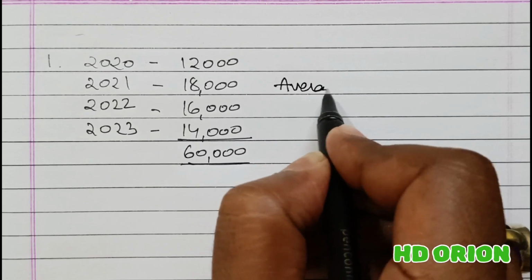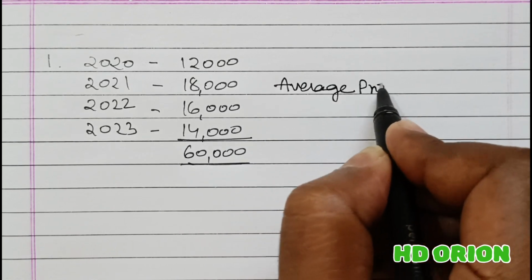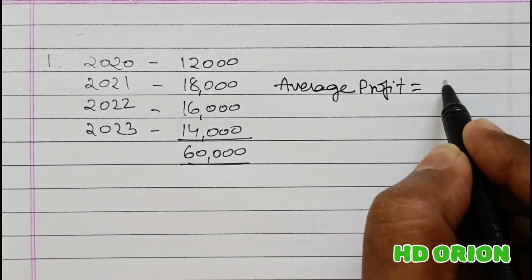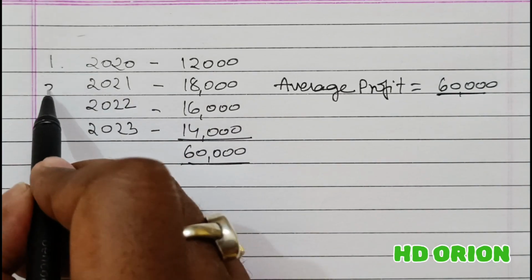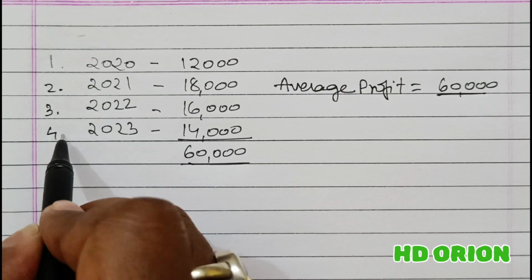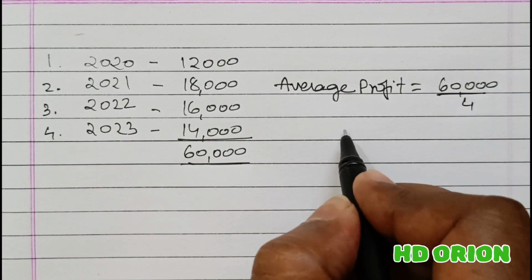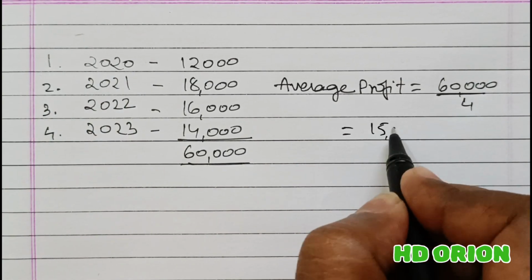So average profit is equal to 60,000 divided by the number of years. How many years? 1, 2, 3 and 4. 4 years, divided by 4. So average profit is rupees 15,000.